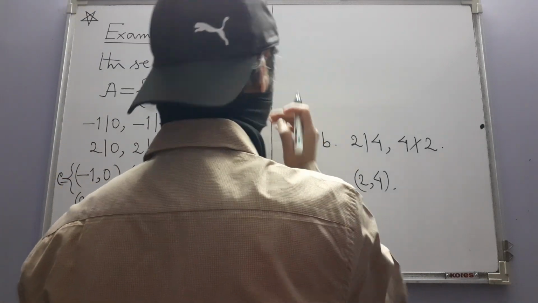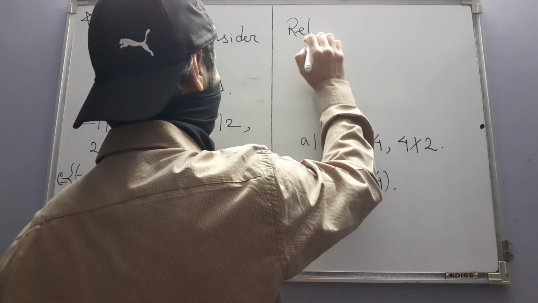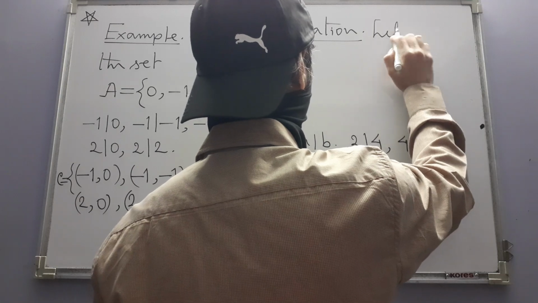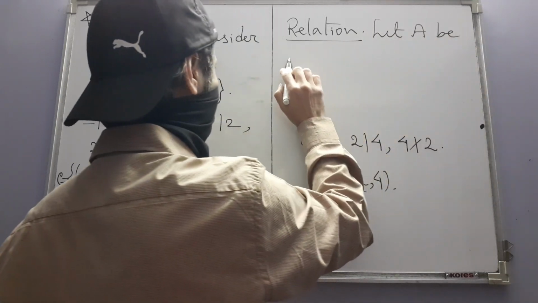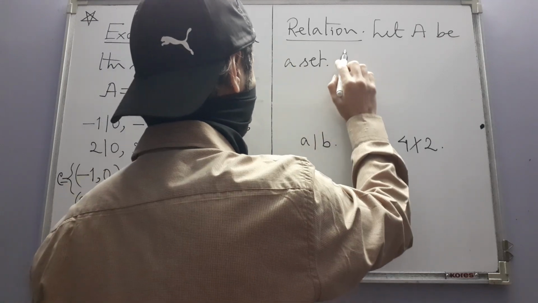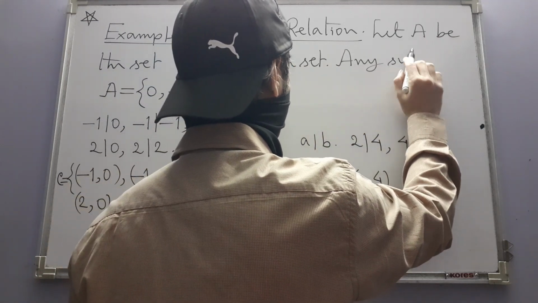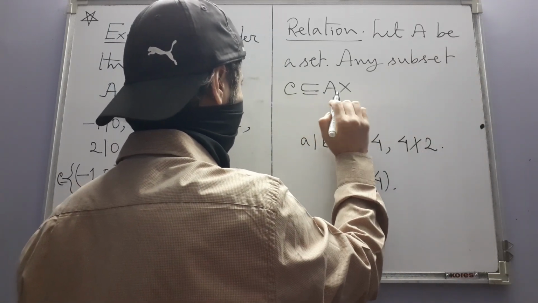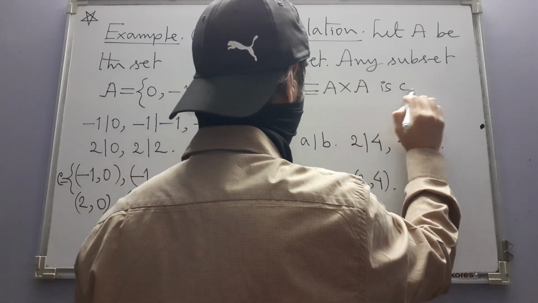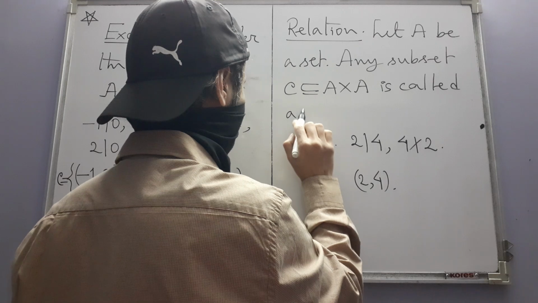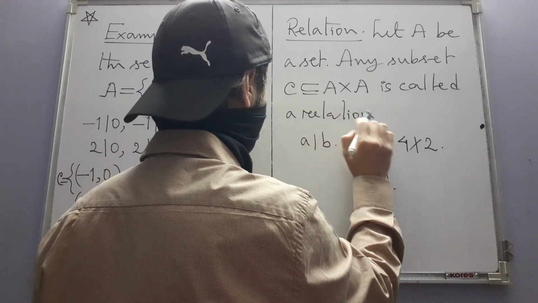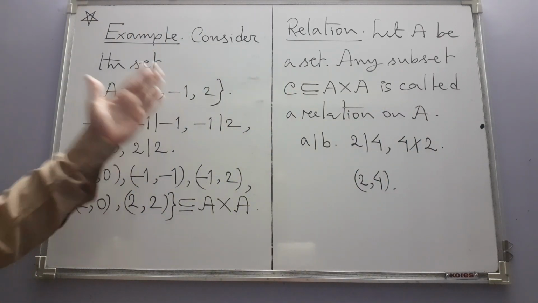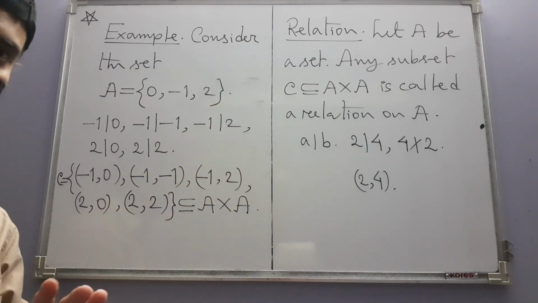And you already know this definition. So the definition is just this: let A be a set, any subset C of the Cartesian product A times A is called a relation on A, on the set A. For example, this is a relation on the set A. This is the divisibility relation on the set A.